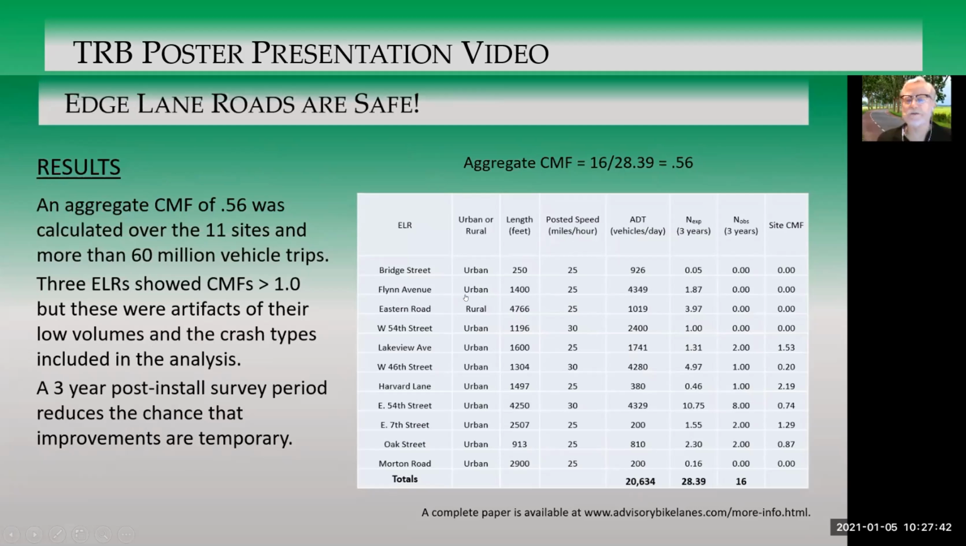For example, the Harvard Lane ELR is a very low volume neighborhood street of about 3 blocks in length. Almost no crashes on this street at all. The crash that created the fairly impressive CMF value of more than 2 was a crash involving someone trying to park their car at less than 5 miles an hour and bumping into another already parked car.